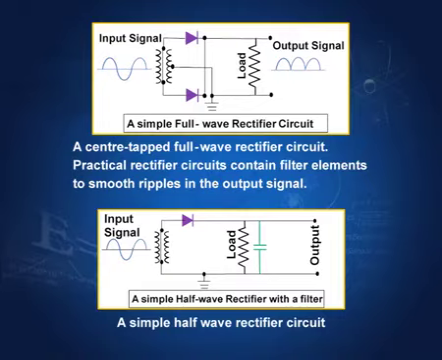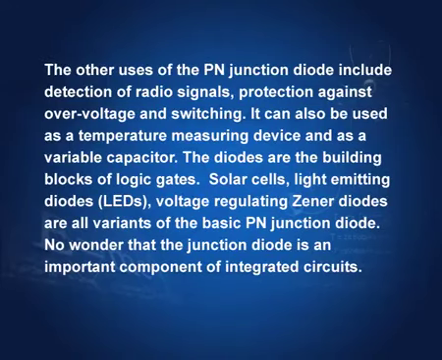This diode works in the positive half, this diode works when the polarity reverses, and we have an output signal like this. The other uses of the p-n junction diode, apart from rectification, include detection of radio signals, which is again in fact rectification, protection against over voltage, and switching. We shall see these functions if we have time. It can also be used as a temperature measuring device and as a variable capacitor. Diodes are the building blocks of logic gates. Solar cells, light emitting diodes, and voltage regulating Zener diodes are all variants of the basic p-n junction diode.